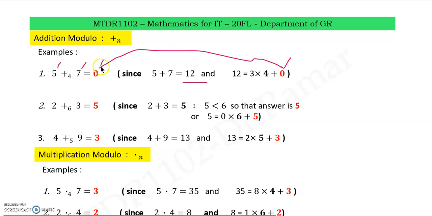Very simple. What you do? First you add 5 and 7. You see what the value of this sum is. Then write like this. Then write the remainder here. That is your answer. Similarly, you do here.